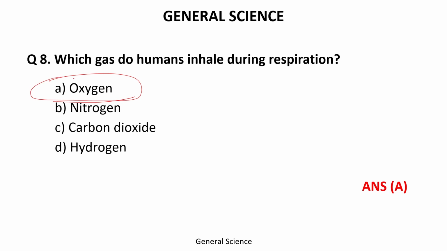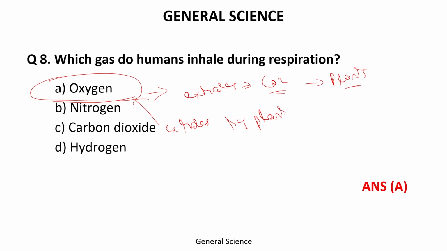Correct answer is A. Oxygen. So basically, humans exhale the CO2, which is absorbed by plants. Plants inhale the CO2 and exhale the oxygen, which humans inhale. So that's how we work with the plant.